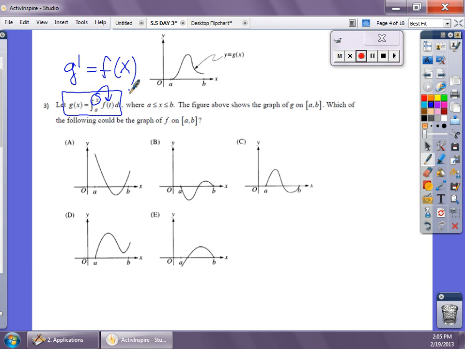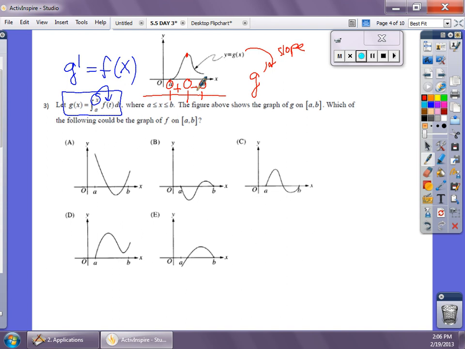If I get the g prime sign chart, then I can figure out what f looks like. So I'm going to make a g prime sign chart right underneath here. I'm going to look at slopes. The slope is 0 at this point. At A it actually looks like it's 0, and at B it looks very close to 0. The function is increasing before the maximum, so the slope is positive. The function is decreasing, so the slope is negative.